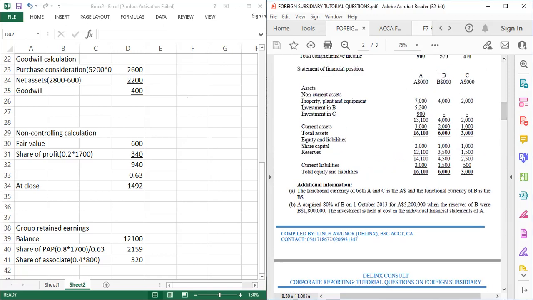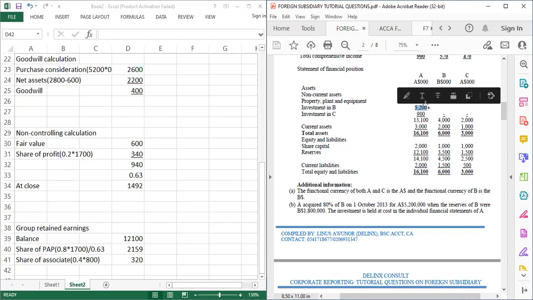But what will happen is that at the end of the day, what are we going to do? We need to take off the parent investment, because the investment will cancel the equity shares of the subsidiary. So we just have to cancel this. This will be cancelled at the reporting date. So we have to use the closing rate to cancel the equivalent of this. So we have 5,200 now.